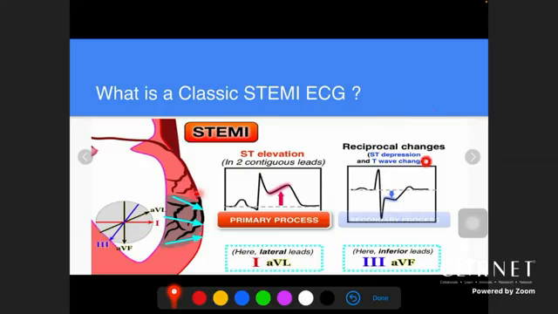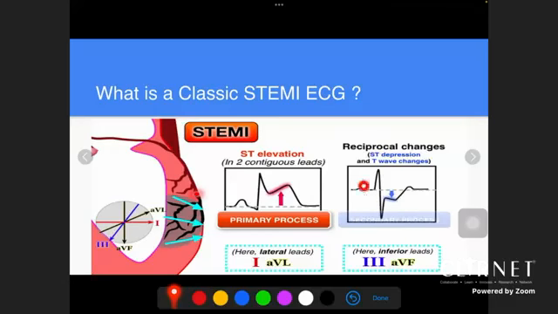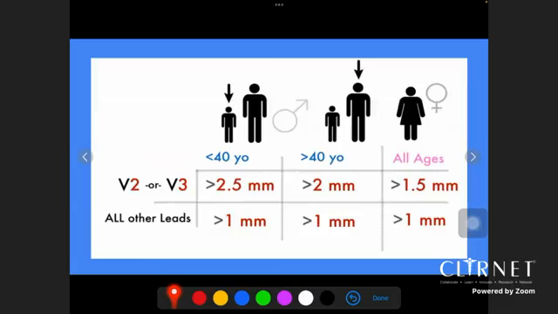Usually there is reciprocal ST change or ST depression in the opposite leads. So suppose there is ST elevation in 1 and AVL, in the lateral leads, you will have inferior ST depression like here. It is not a must, but finding these reciprocal changes will make the diagnosis more solid and will omit many of the differential diagnoses of ST elevation. So it has to be in 2 or more leads and 2 or more millimeters.